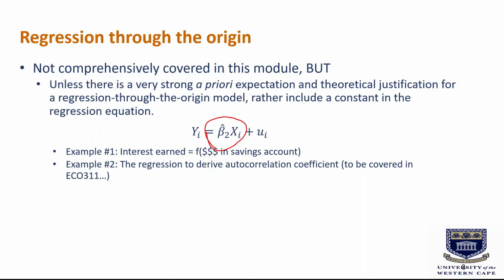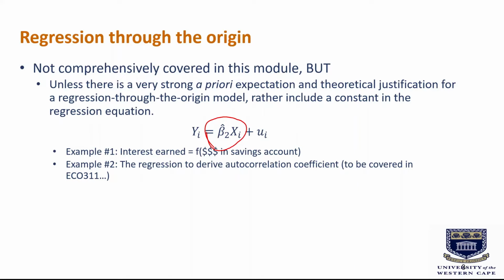This type of model will be useful in many instances where it's reasonable to assume a beta 1 hat value of 0. In the example given below the equation, we have interest earned in a savings account. The specification is somewhat simplistic, but it illustrates the point. If we take interest earned as a function of the balance in a savings account, when there is 0 in the savings account, we cannot expect there to be any interest earned, right? In other words, if we have x equals 0, then in this case, beta 1 hat must be 0.